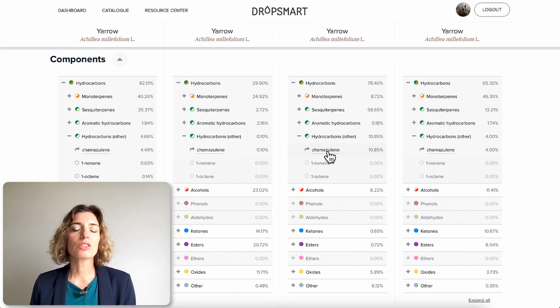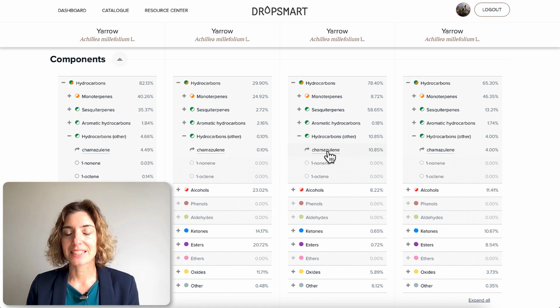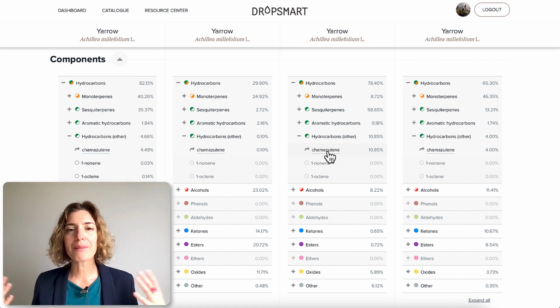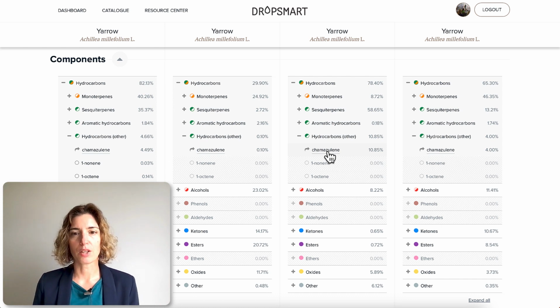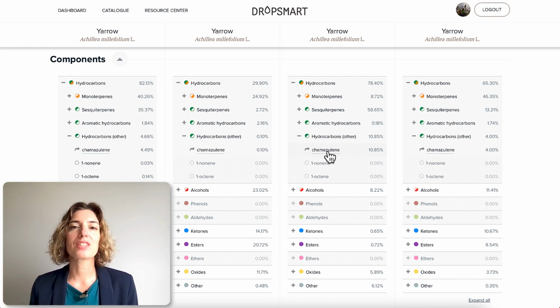So I'm going to pose another question to you. If we are paying so much attention to 10% of the essential oil, what about the rest of the story? It's great to have as much knowledge on essential oils as possible, but do we sometimes emphasize some things too much, and because of that lose track of the relevance of everything else? With DropSmart, this is what I would like to bring to your attention.